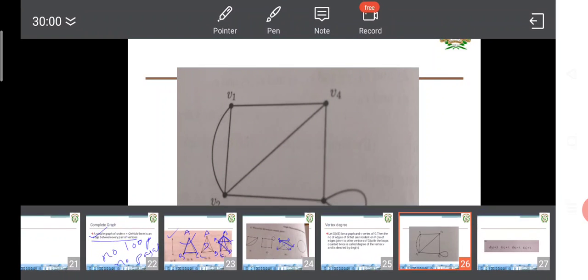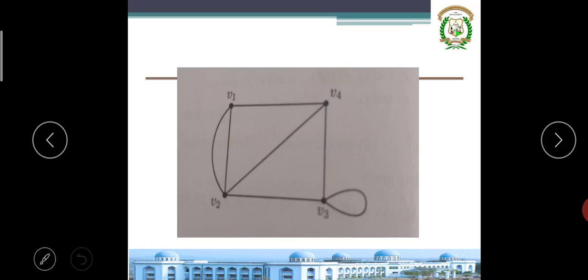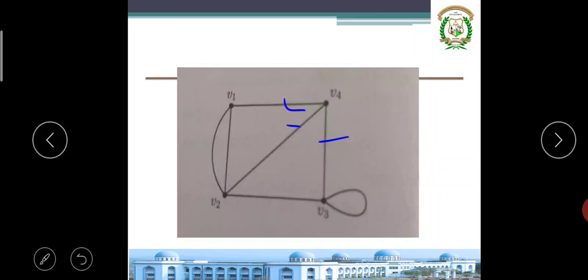Degree of V3, it is simple. Sorry, the degree of V4 I am telling. 1, 2, 3. So it should be 3. Yeah, the degree of V4 is 3. Am I right?